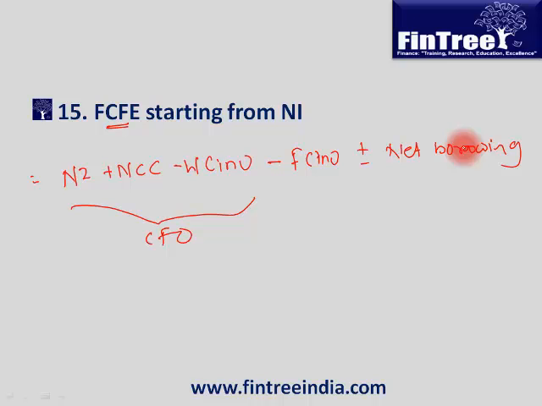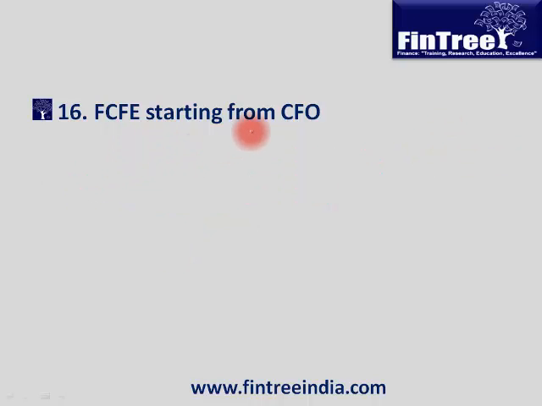Are we good to move? So CFO minus fixed capital investment plus or minus net borrowing. FCFE from CFO, the same formula. So CFO, then fixed capital investment, then net borrowing. Simple 3-step formula: CFO minus fixed capital investment plus or minus net borrowing.